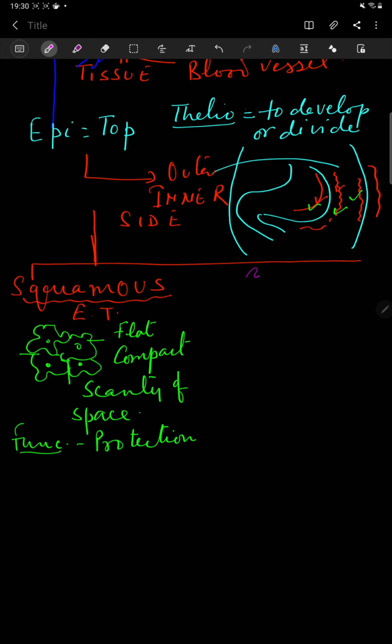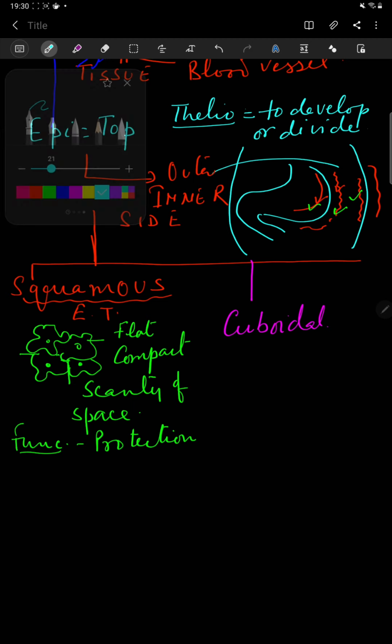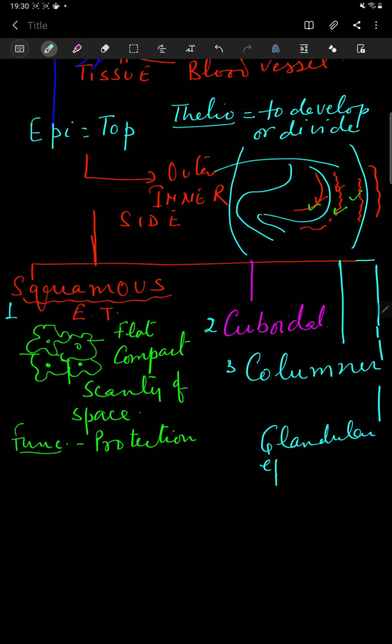The second one is termed as cuboidal, we will be discussing later on. And then the third one is also termed as columnar. Going to do the numbering also. This is one, this is second, this is third, and then somewhere it is written as the ciliated also. Last one is also termed as glandular. Another variety that is termed as glandular epithelium.